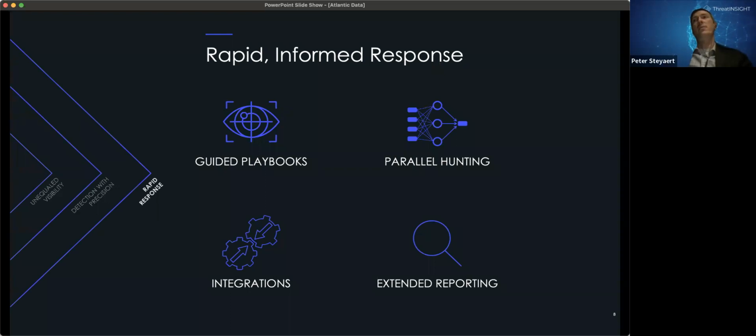Integrations are critical, right? There's different ways of looking at building a SOC. You can either use one vendor and put all your eggs in one basket, or you can go even further and say, hey, I want to build a SOC with best of breed tools. And when you start looking at best of breed, you need to make sure integrations are capable. And then extended reporting, going back beyond just 1 week, 2 weeks, and have the ability to run reports over the last 90 days of data.